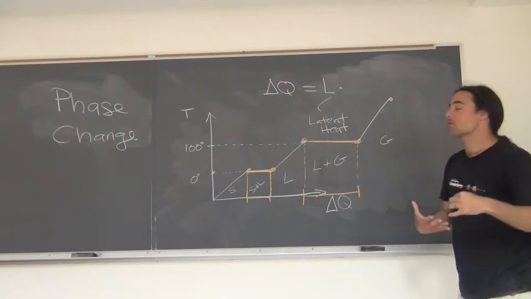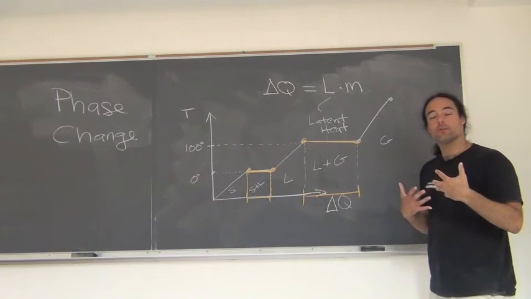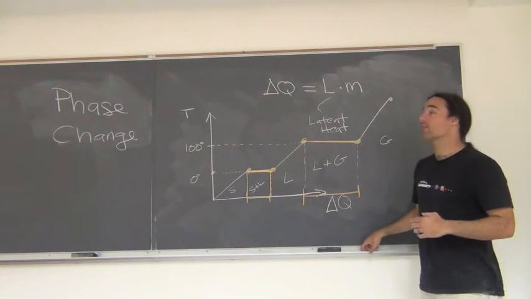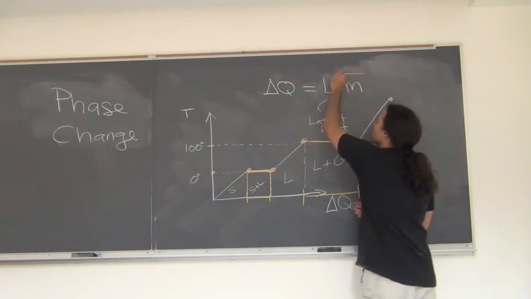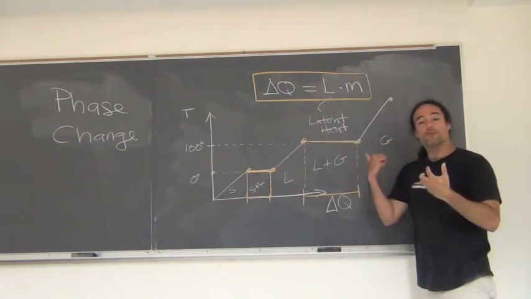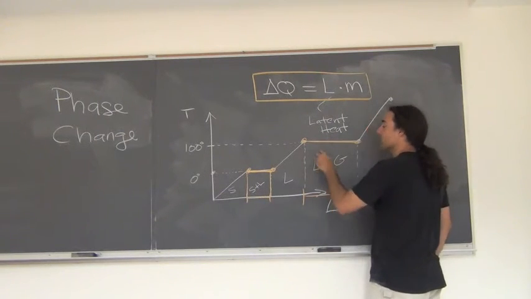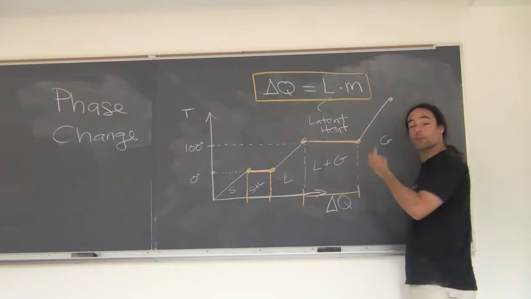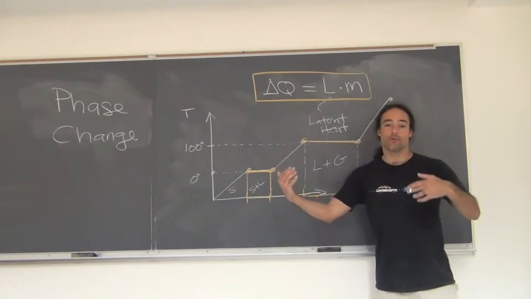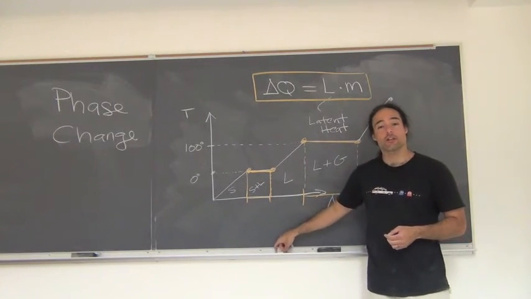Times the mass. So more mass means I need more heat to convert that mass from one phase to another. Let me box this off. Now this formula will work for all different phase changes. So I could have the heat of vaporization here, going from a liquid to a gas. I could have the heat of fusion, the amount of heat it takes to go from a solid to a liquid. These are not the only phase changes we have.